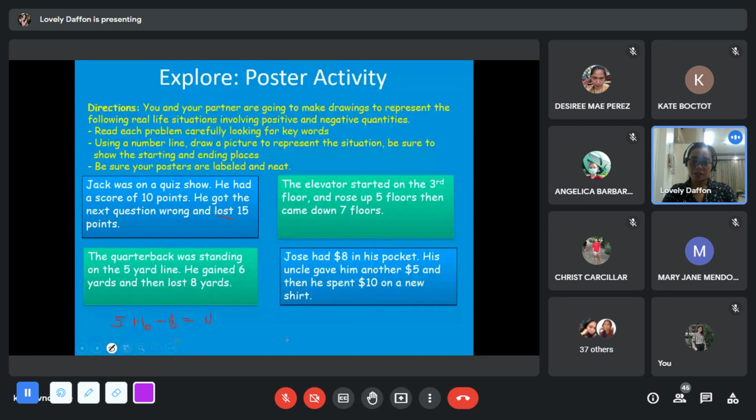So, if you're going to represent this in a number line, then let's have this one.